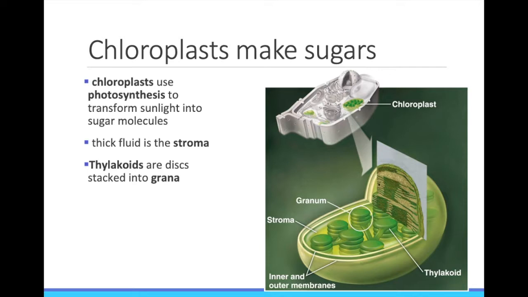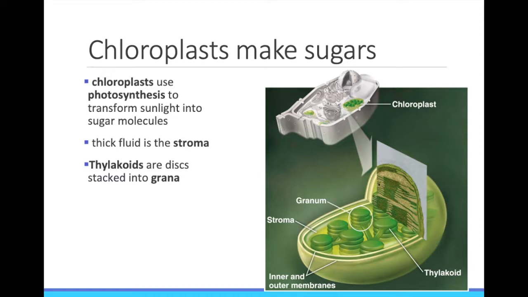Inside of these, there is another folded membrane structure called the thylakoid membrane. This membrane resembles stacked discs. I like to think of these as Thin Mints, the Girl Scout cookies. Each cookie is called a thylakoid, and each stack of thylakoids or cookies is called a grana.